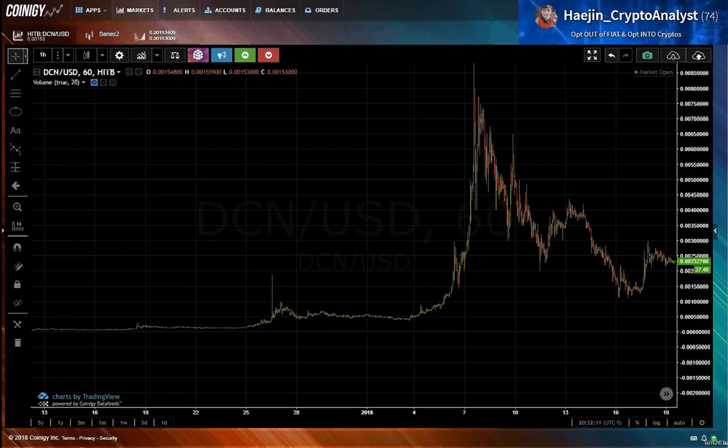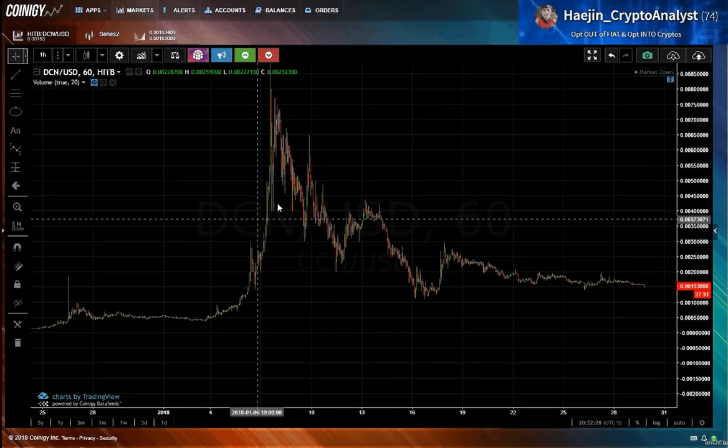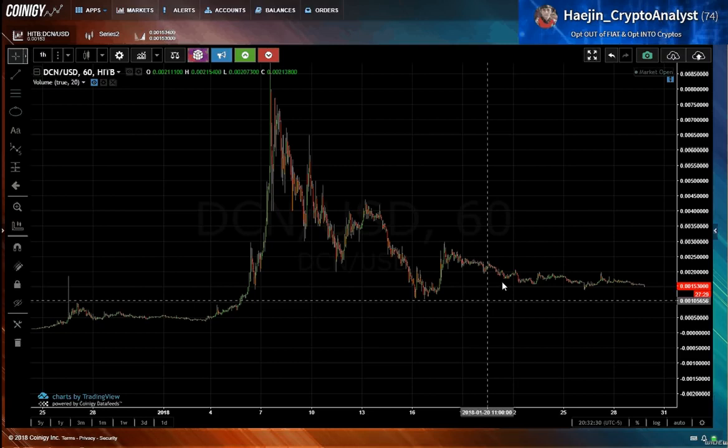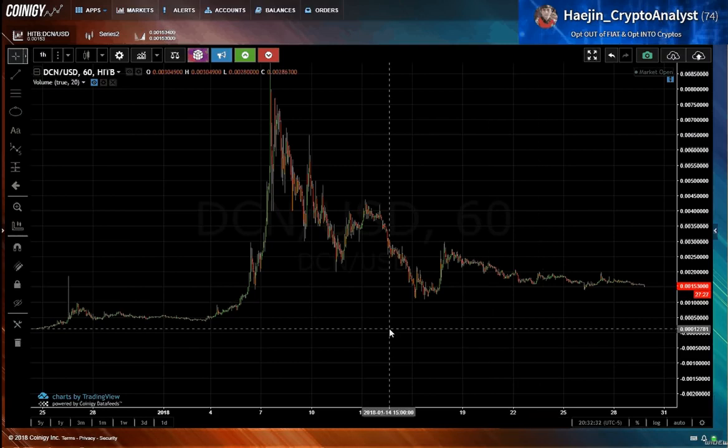Okay, so here is DCN. It's been requested already for a while. Sorry it's taking a little bit, going through a bit of a backlog of requests. So here DCN shows a very lateral sideways movement, which is becoming the norm.